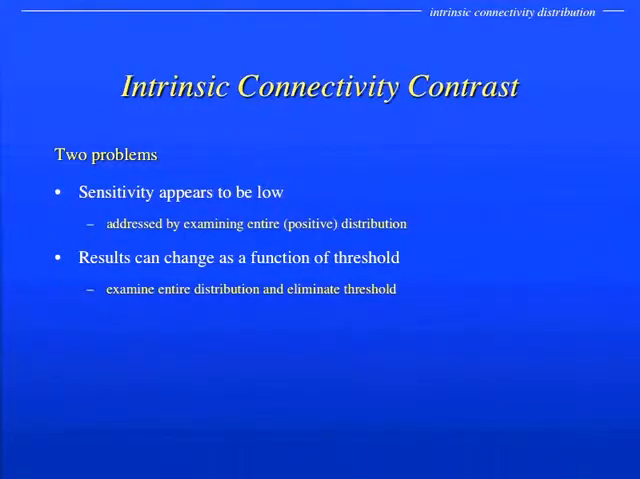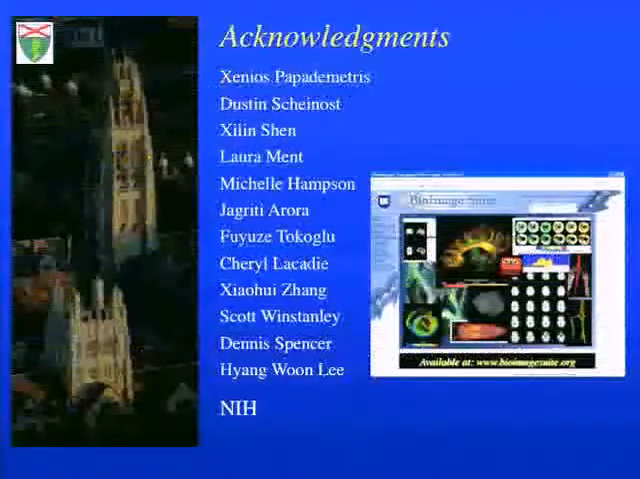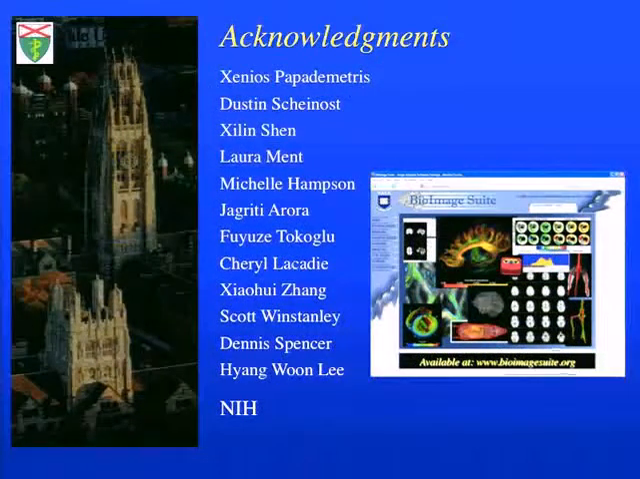So I presented a whole brain voxel-level contrast mechanism based on functional connectivity. This voxel-level approach avoids the need for a priori information on ROI definitions. We examine the entire distribution and avoid this arbitrary threshold problem. It's potentially useful then for comparing patient populations to controls for genotyping and phenotyping experiments of various genes and for drug studies. A number of people at Yale have been instrumental in doing this, and we have software that's freely available that does this. I actually do very little of the hands-on work myself, so these are the people that actually did all the work.